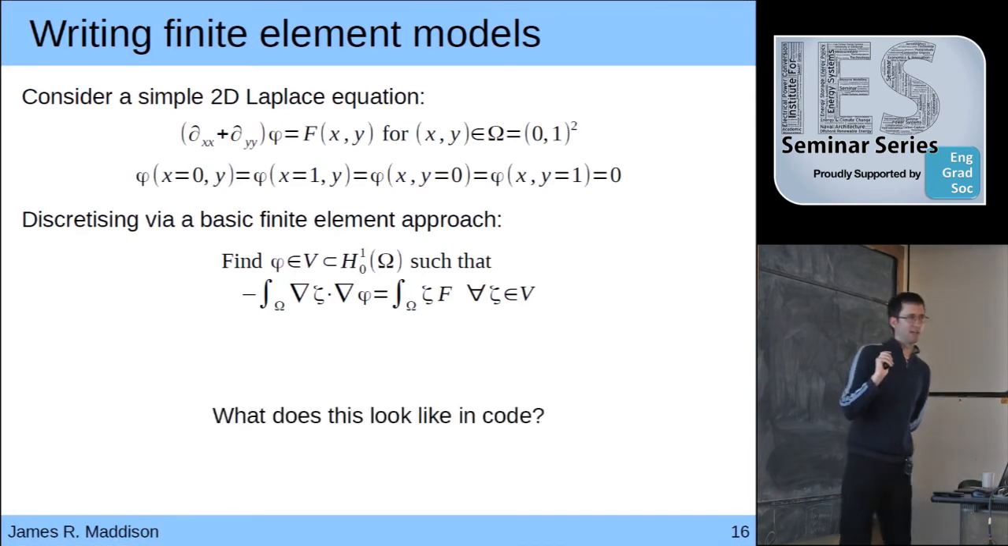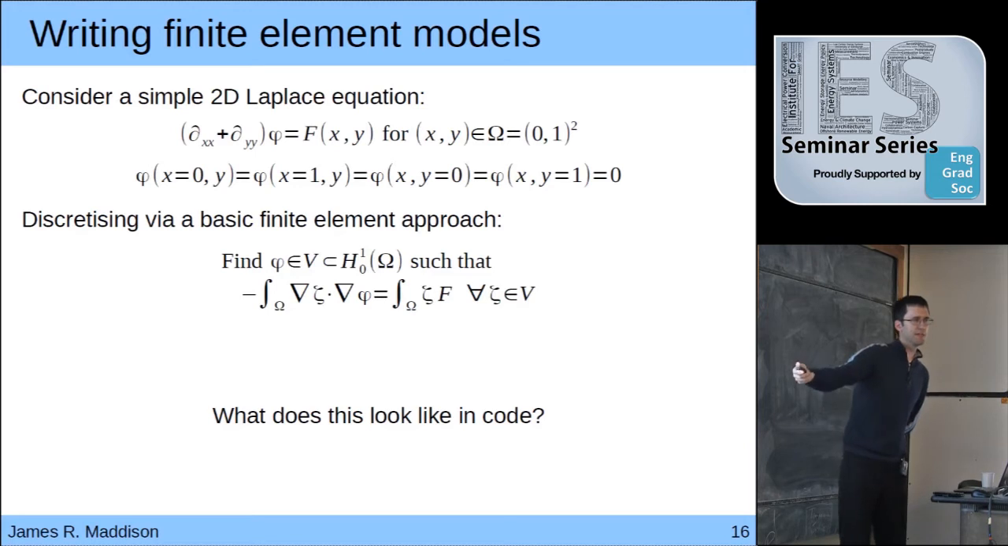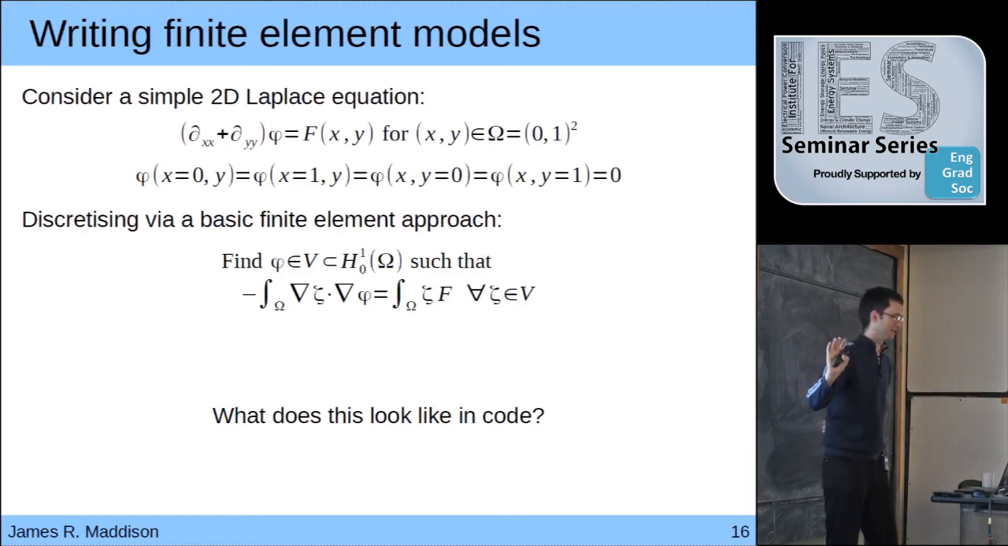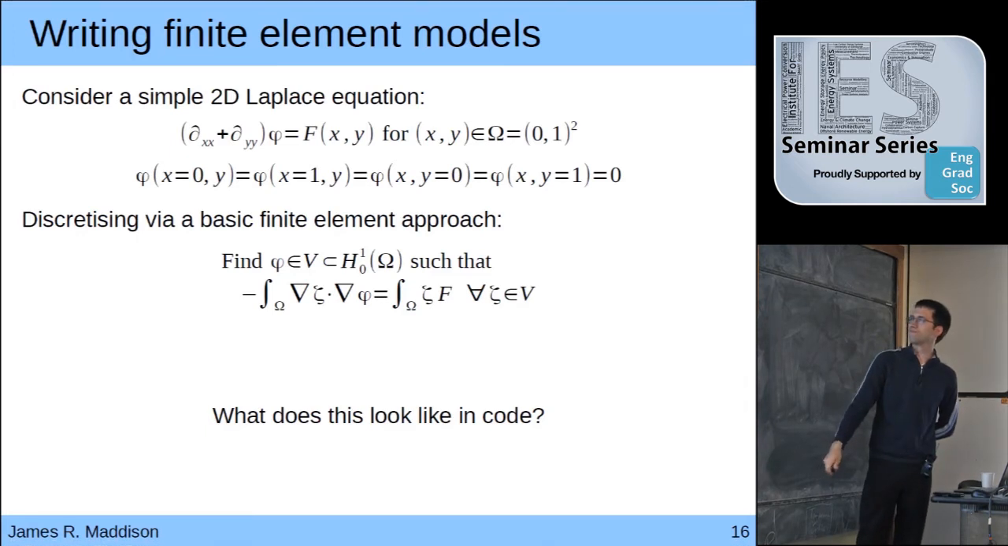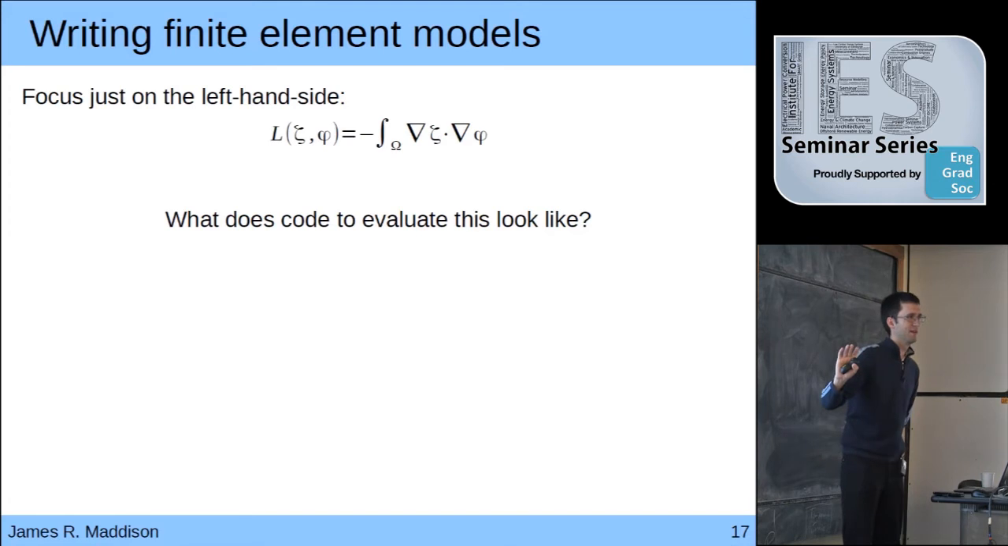So what does that look like in code? Okay, well, this is the finite element representation of a discrete Laplacian, or at least that's the bilinear form you get from the discrete Laplacian. So let's, again, as we did for the finite difference method, take this left-hand side and ask: what does it look like if we want to evaluate the left-hand side in this problem? There's our left-hand side. What does code to evaluate that look like?